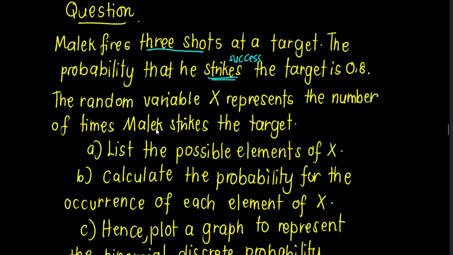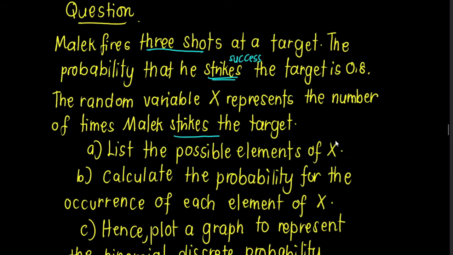The random variable x represents the number of times Malik strikes. See, this confirms, okay? Malik strikes the target. So this is our success, okay? The x. They want us to use the x for the number of times he strikes the target. A. List the possible elements of x.